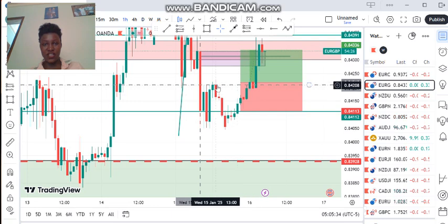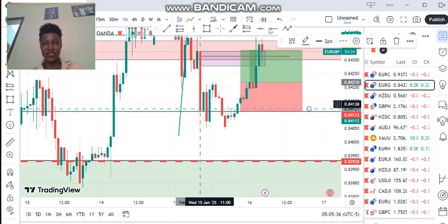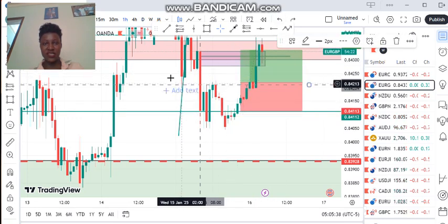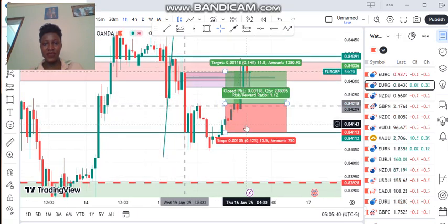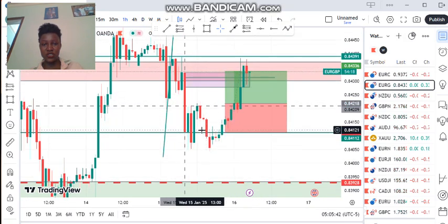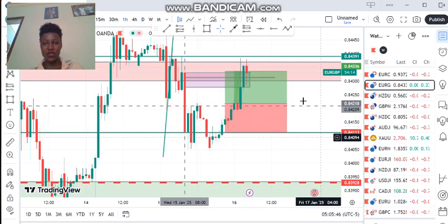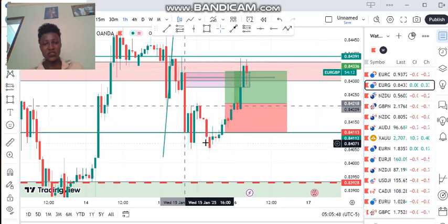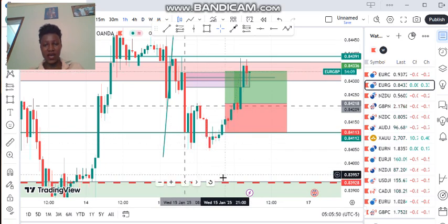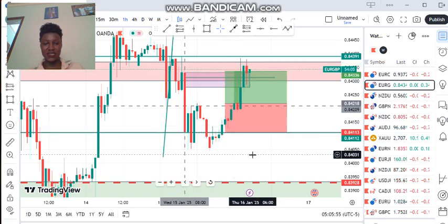This is our level of interest. That's why you can see I've marked it green. This is our level of interest, and it goes into your range of interest. This is your range of interest. Since the market refused to come into the external range liquidity, it already gave us what we needed.